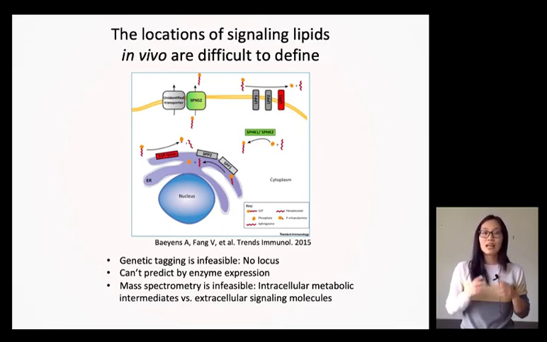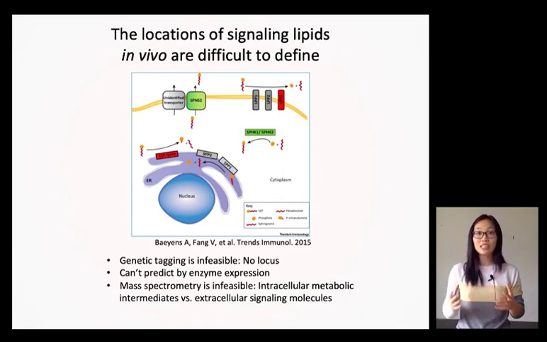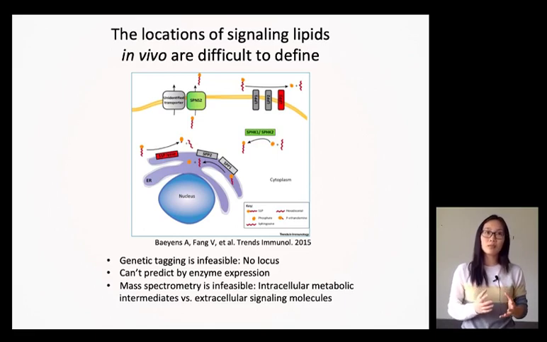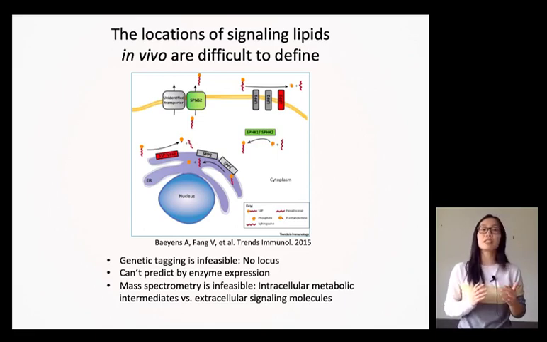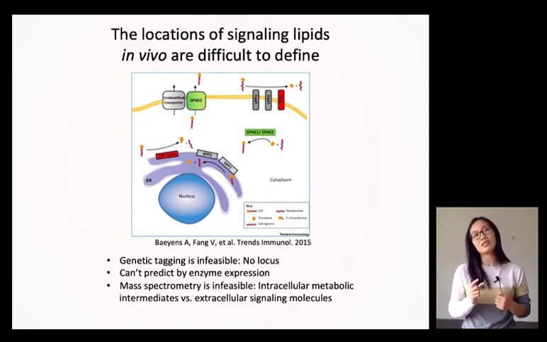Number two, shown on this slide is a busy illustration just to show you that there are so many enzymes involved in the production, the degradation, and transport of lipids like S1P that you can't possibly predict S1P levels simply by enzyme expression levels. And finally, mass spec is infeasible since many of the lipids we're interested in are made intracellularly by all cells, but we're actually interested in the extracellular signaling fraction that can act as a chemoattractant.